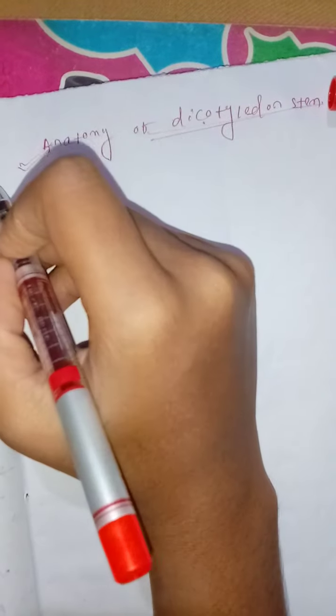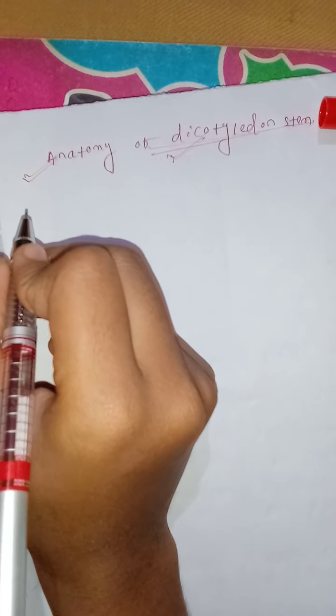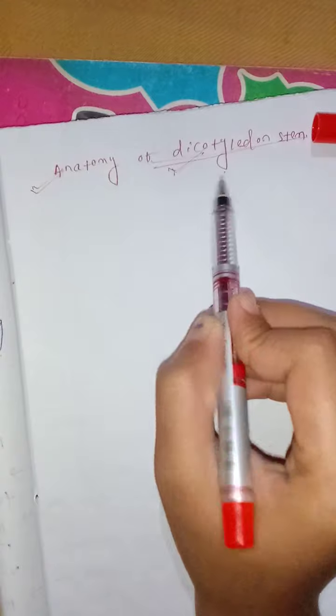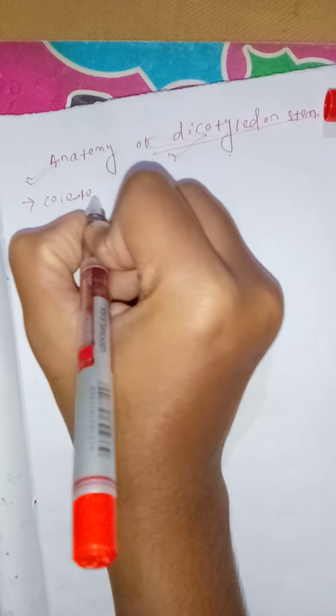I already know what is anatomy, then what is dicot stem, in our school level. So anatomy of dicotyledon stem can be found in collateral vascular bundles. Vascular bundles are of various types: collateral closed type, collateral open type, bicollateral. So in this case, anatomy of dicotyledon stem contains collateral vascular bundles.